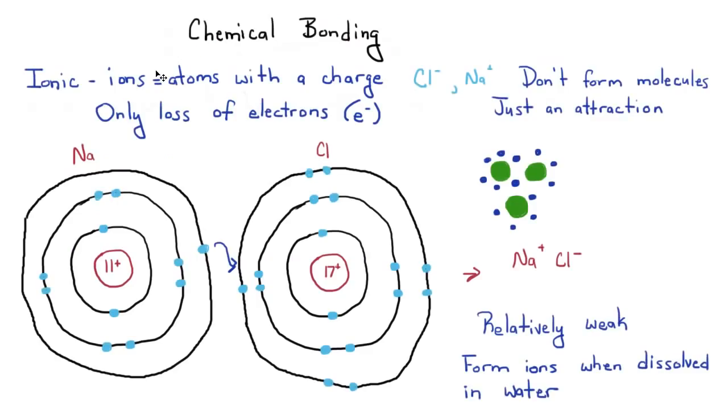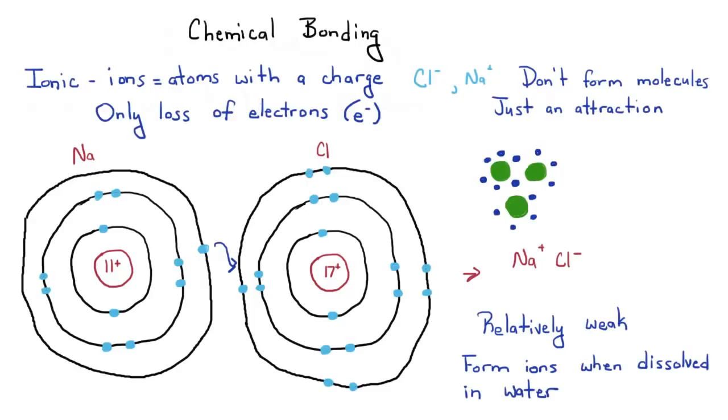Now we move on to chemical bonding. There are a couple of different types of chemical bonds that can be formed. The first type is an ionic bond. Ions are atoms with a charge, like chloride ion, sodium ion. This means that an atom has either gained or lost electrons.